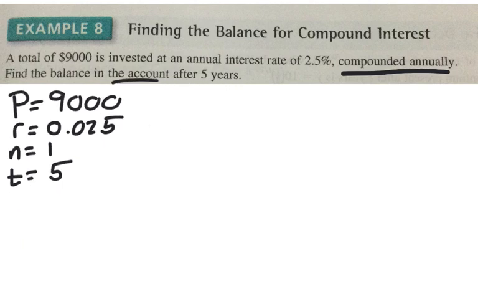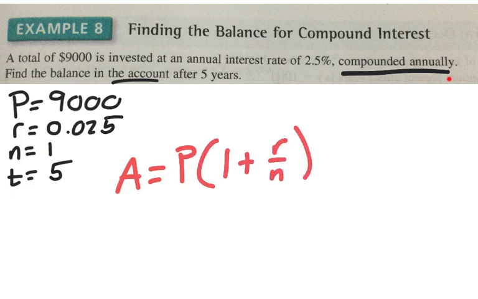So because this is compounded annually, which formula do I need to use? The top one or the bottom one from the last page? The top one, right? The bottom one is only for continuous compounding. So I've got A equals P times 1 plus R over N raised to the N T. And I'm going to substitute in. It tells me to find the balance. That means I'm looking for the amount. So I'm looking for A.